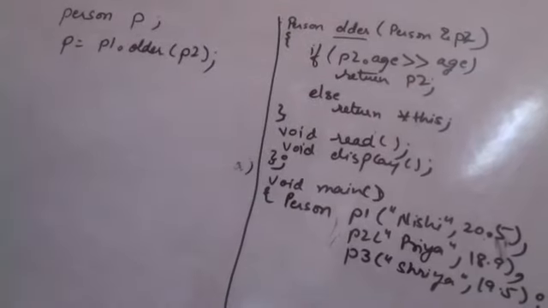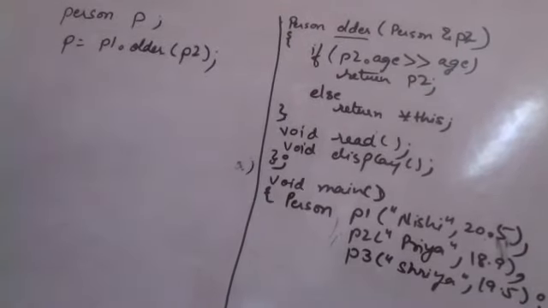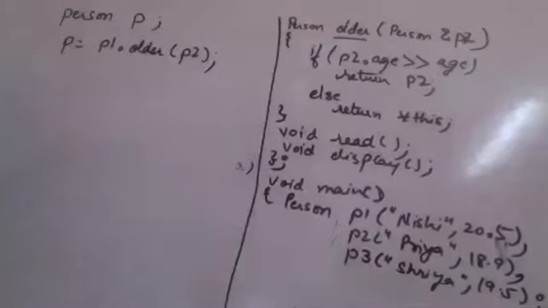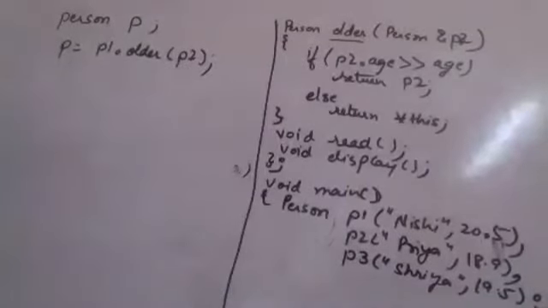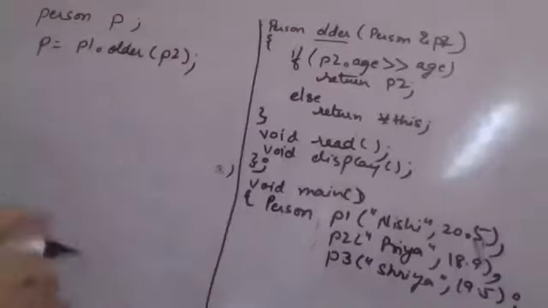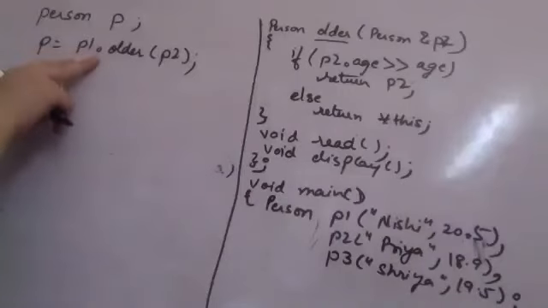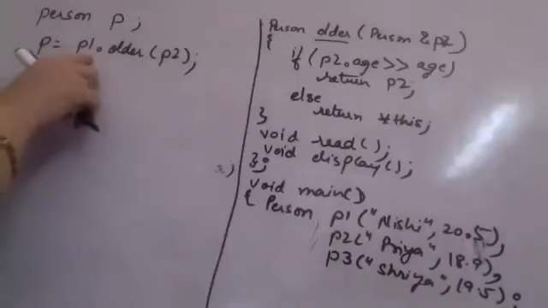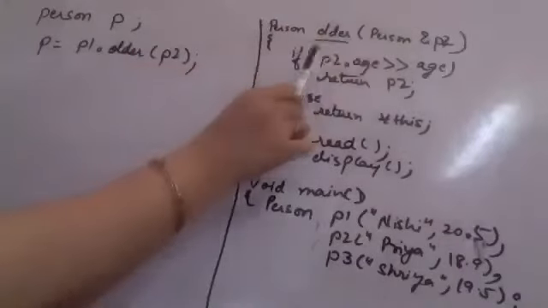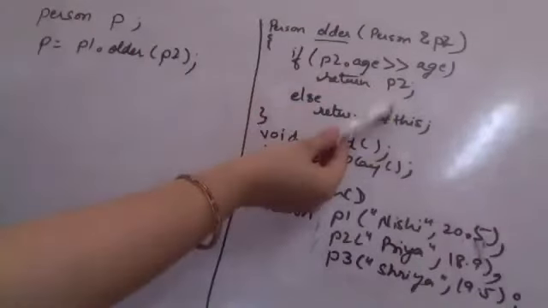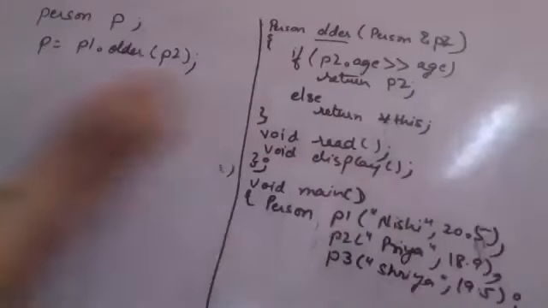This pointer will refer to which object? This pointer will refer to P1. Exactly. This pointer will refer to P1. P1 is the calling object, the object which is invoking the member function. So this pointer will refer to P1. P2 is the parameter object. If P2's age is greater than P1's age then P2 is returned, else this will return P1 in P.